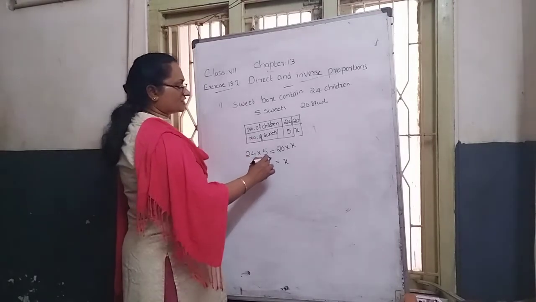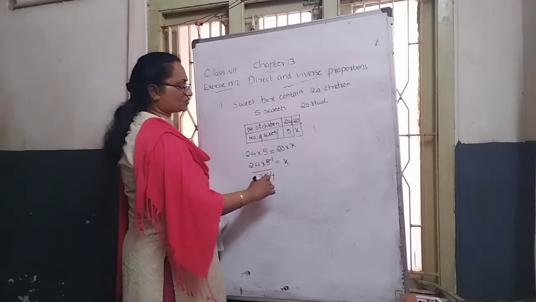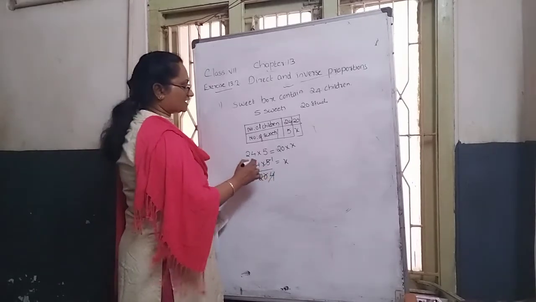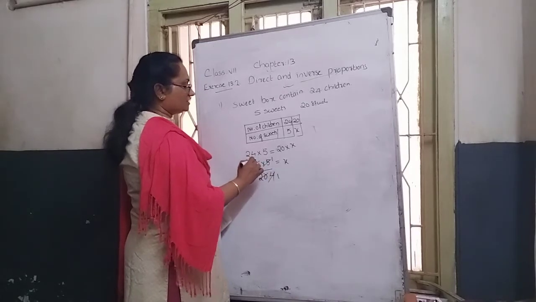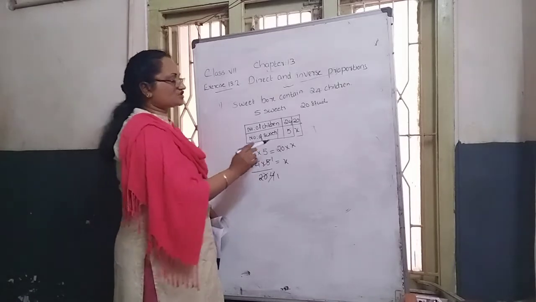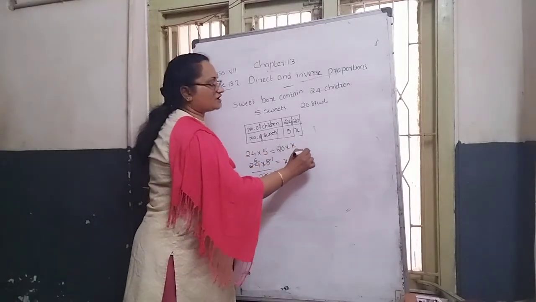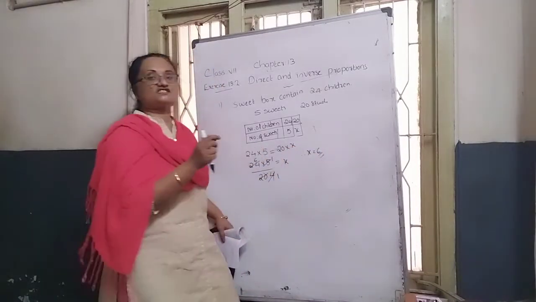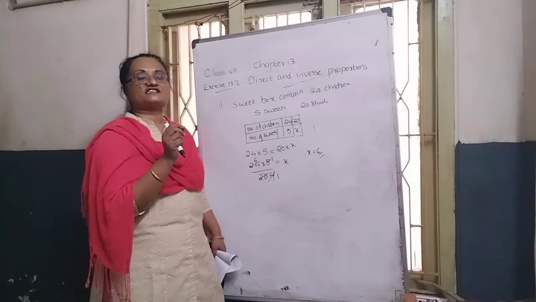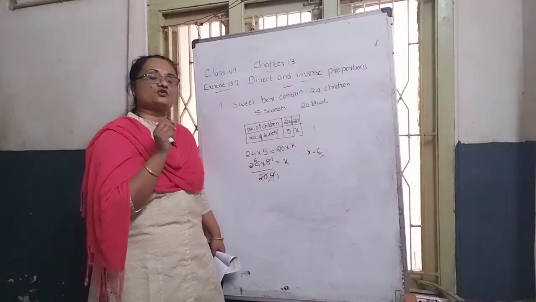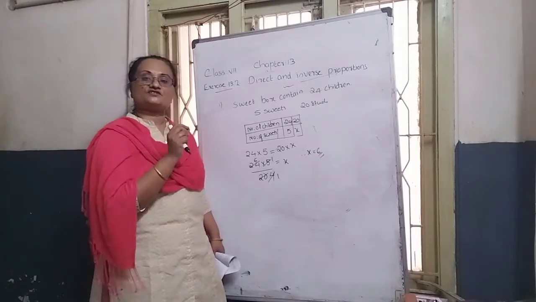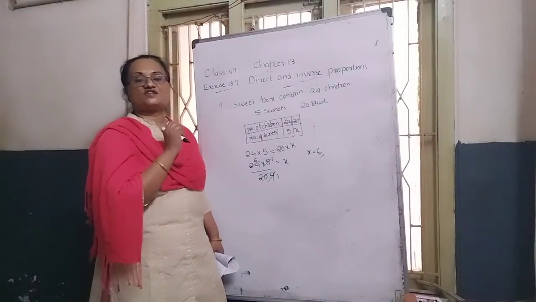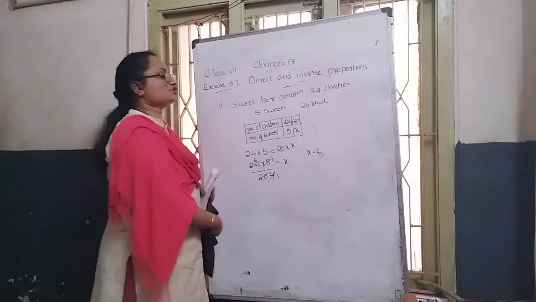5 and 20: 5 times 5 is 5, 5 times 4 is 20. 4 times 6 is 24, 4 times 4 is 16, 4 times 5 is 20, 4 times 6 is 24. So 6 into 1. Therefore the x value becomes how much? 6. That means if 20 students are there, each student gets 6 sweets. In the 24 case, how many sweets? Only 5 sweets. That is the meaning of this question.